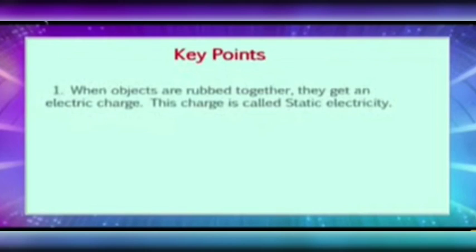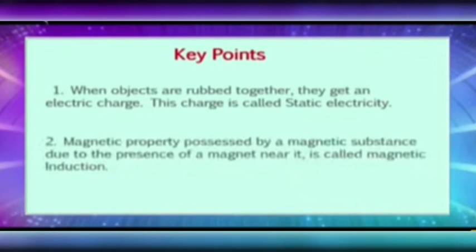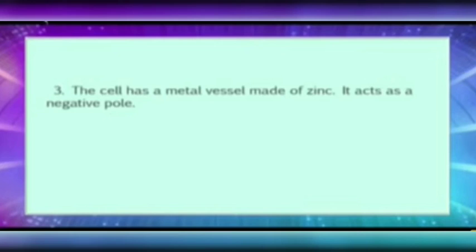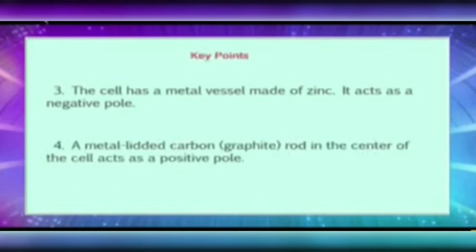Key points. 1. When objects are rubbed together, they get an electric charge. This charge is called static electricity. 2. The magnetic property possessed by a magnetic substance due to the presence of a magnet near it is called magnetic induction. 3. The cell has a metal vessel made of zinc. It acts as a negative pole. A metal capped carbon or graphite rod in the center of the cell acts as a positive pole.